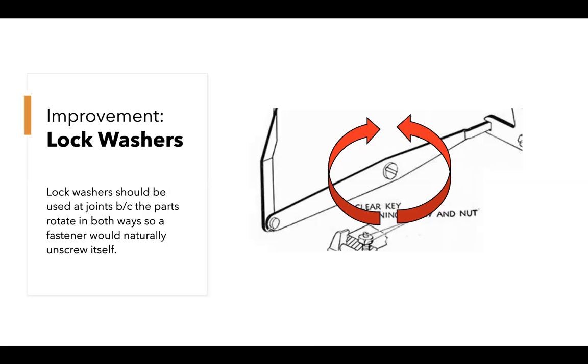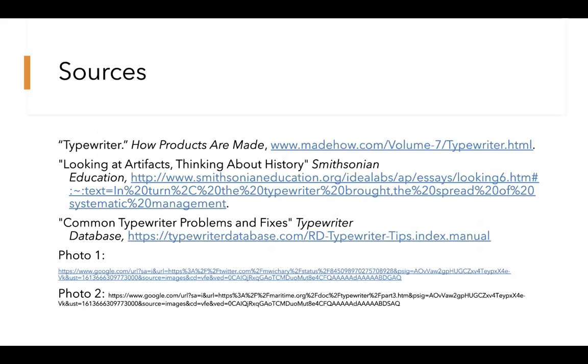And since it's threaded one way, when it rotates it is going to become looser, or at least apply force that could possibly make it become looser. So the use of a lock washer could prevent either direction of rotation from making it become looser and possibly failing. So that is the end of our presentation about typewriters and shape synthesis.